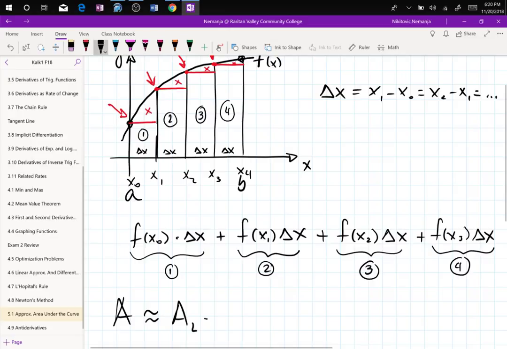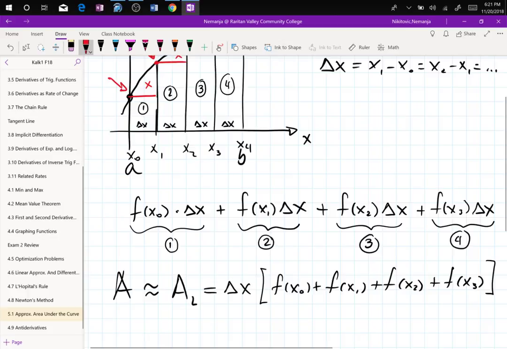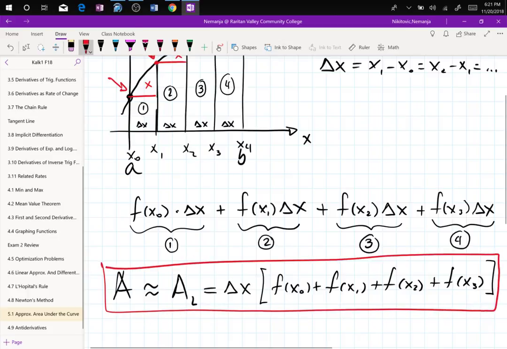So the area on the left is going to be equal to delta x times, in parentheses, f of x0 plus f of x1 plus f of x2 plus f of x3. That's 4 calculations, 4 rectangles, so we're good to go. This is the formula when n equals 4. N is the number of rectangles.